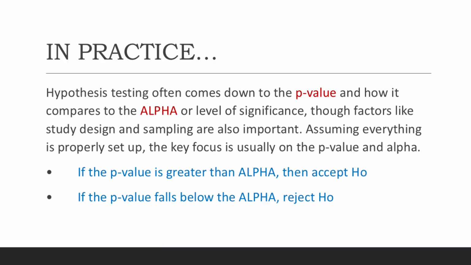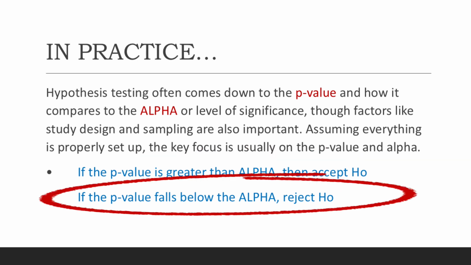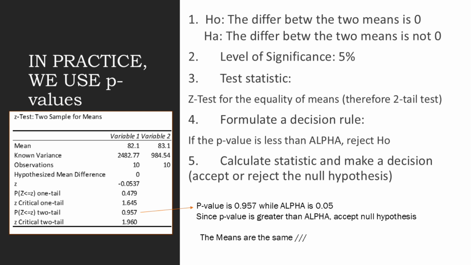Therefore, we accept the null hypothesis and conclude that the means across the two samples are not statistically different from each other. In practice, however, hypothesis testing often comes down to the p-value and how it compares to the alpha or level of significance. Factors like study design and sampling are also important. Assuming everything is properly set up, the key focus is usually on the p-value and alpha. If the p-value is greater than alpha, then accept the null hypothesis, and if the p-value falls below the alpha, reject the null hypothesis.